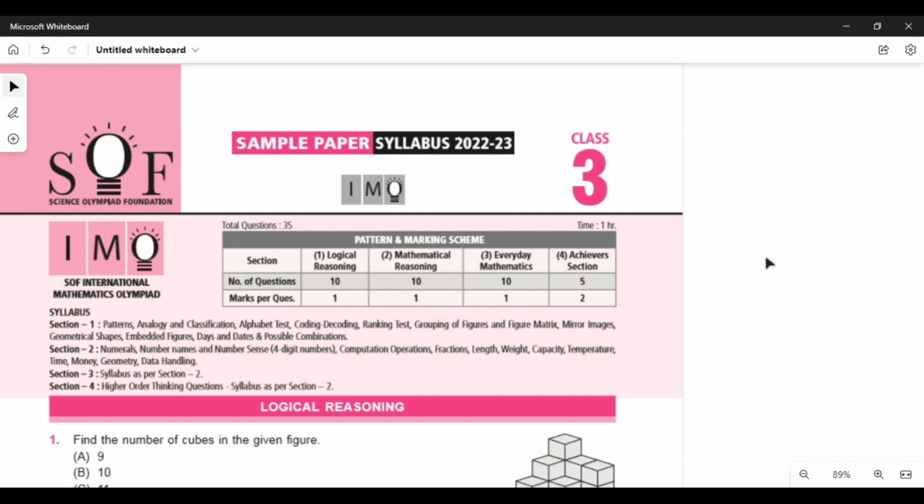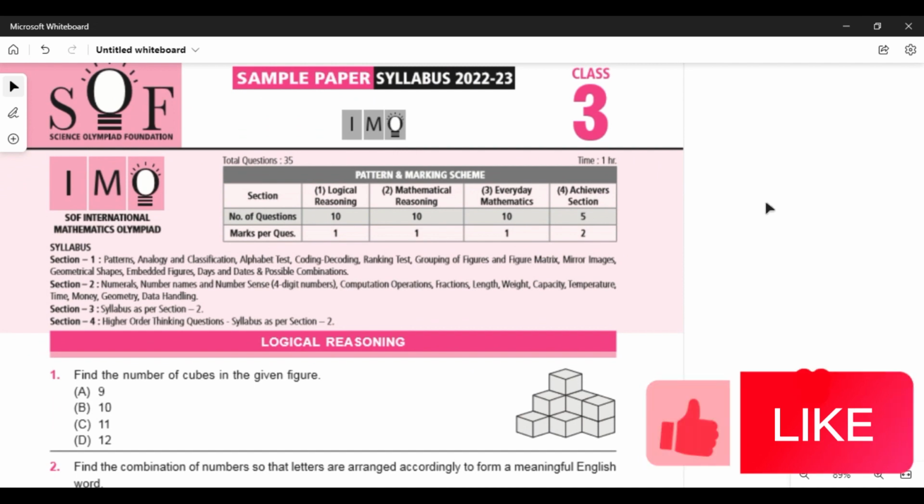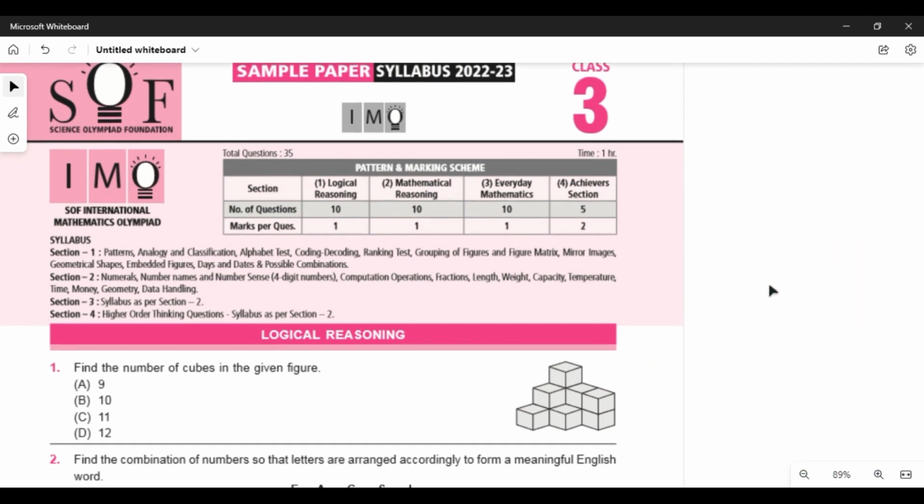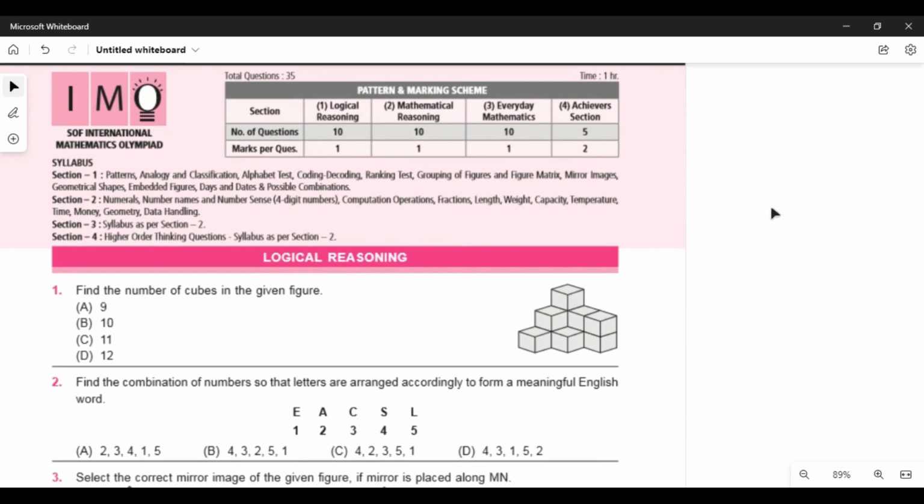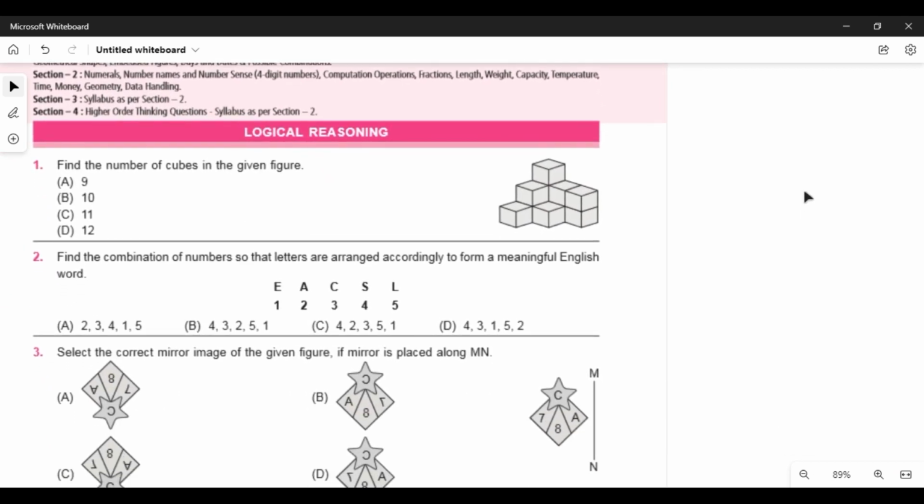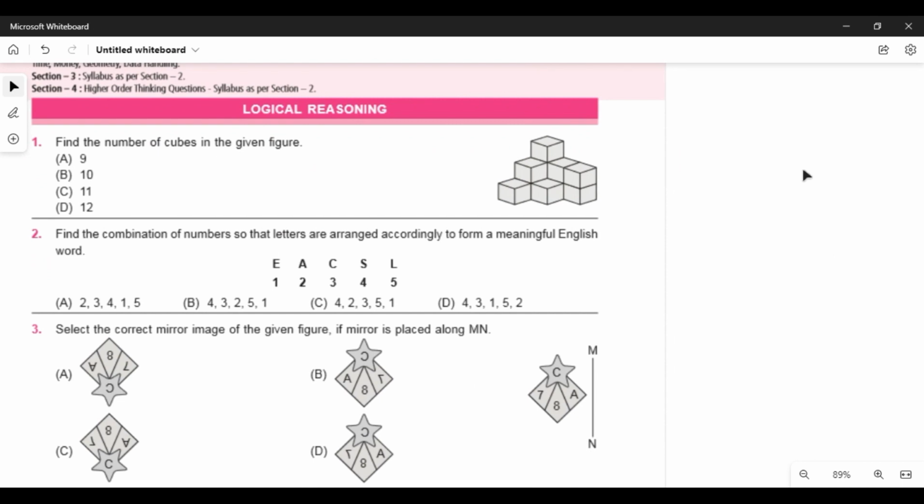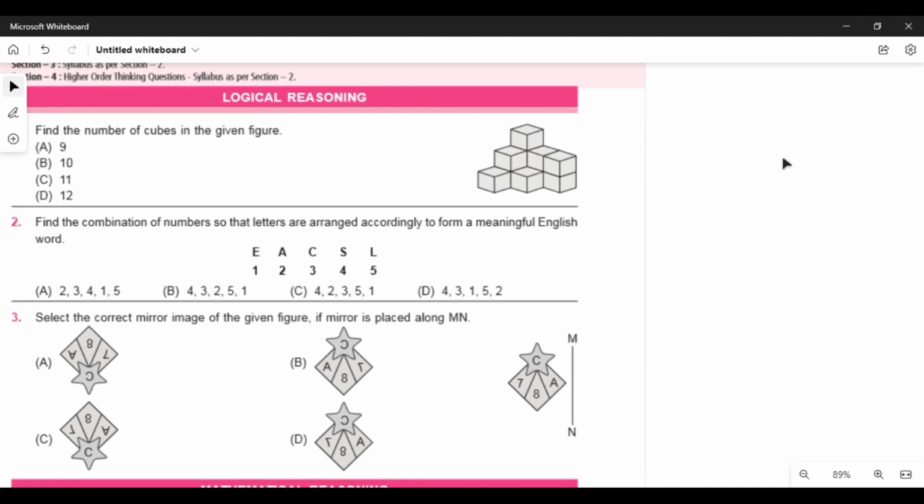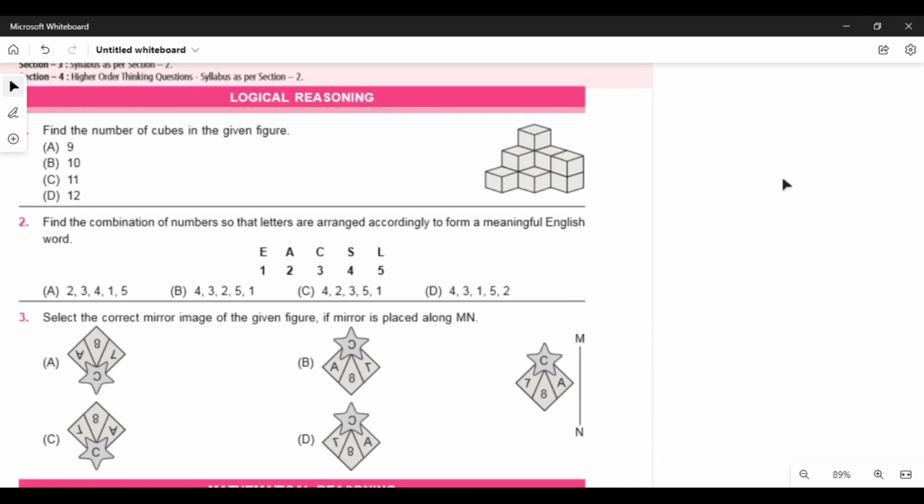This very video is for students in level 3, class 3, who will be taking the Science Olympiad Mathematics. Without wasting much time, let's go straight to the logical reasoning section. You'll be tested on the logical reasoning question section, and in logical reasoning, you'll be given 10 questions. Out of that 10 questions, we've selected 3 of these questions as sample. And the first question in that 10 questions says we should find the number of cubes in the given figure.